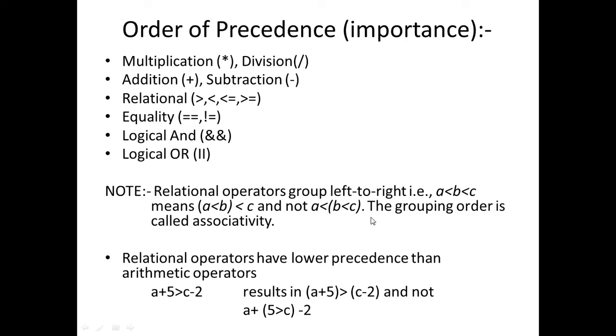Now this grouping order is known as associativity, and I think you have heard this word in mathematics. Here we have seen that relational operators have lower precedence than arithmetic operators. Arithmetic operators are more important than relational operators.